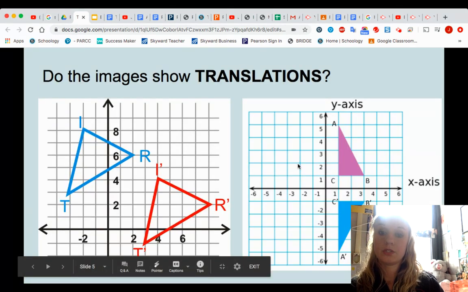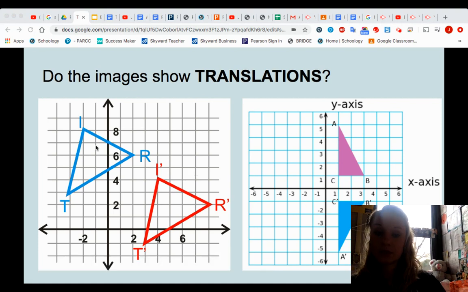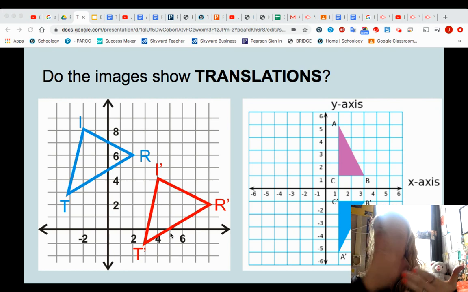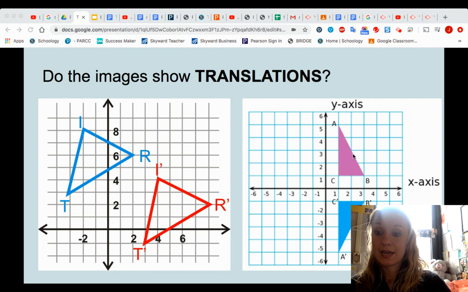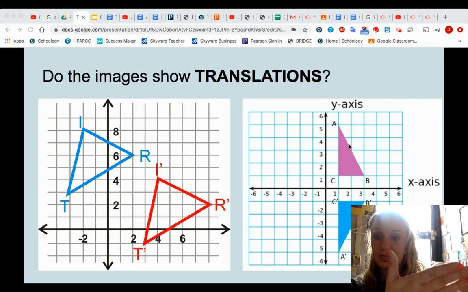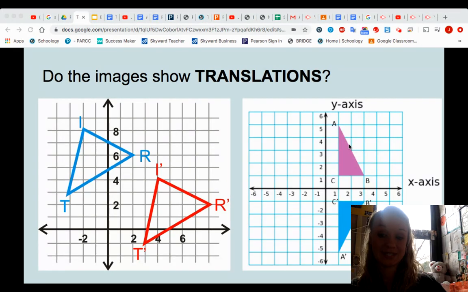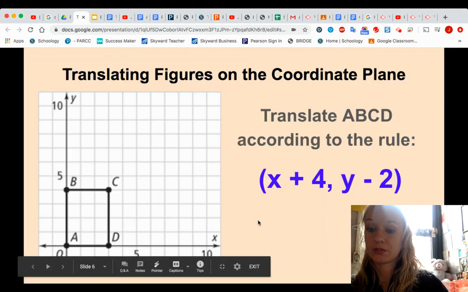If you're looking at the 2 images and you're asked, all right, do these show translations? Looking at this one on the left, this blue guy here, IRT, is my pre-image. To get to my image in red, it just slid to the right and slid down. That is a translation. It didn't turn around. It didn't flip over. It's a translation. This guy, though, because your purple pre-image flips to your image in blue, that is a reflection. It flipped. It's not a translation.